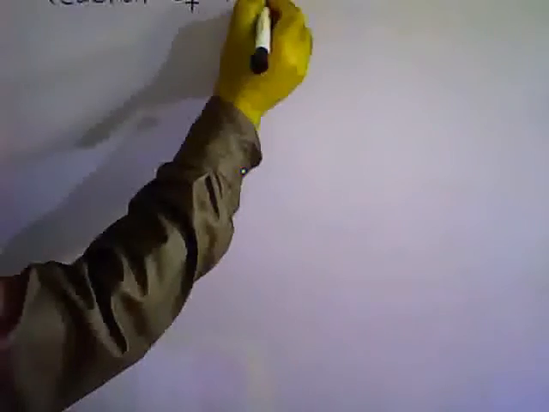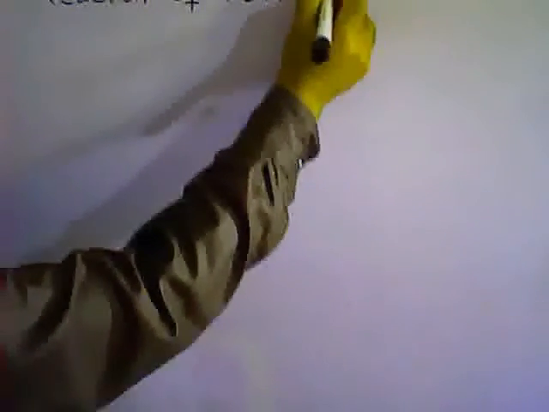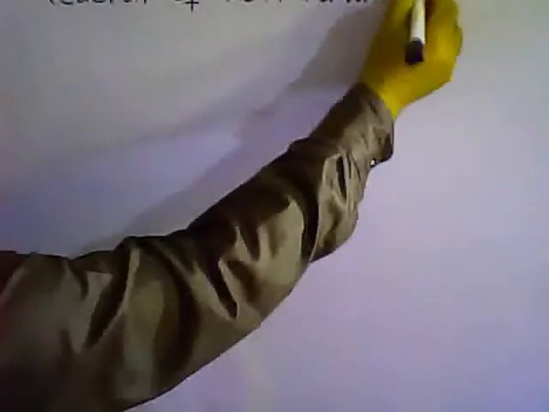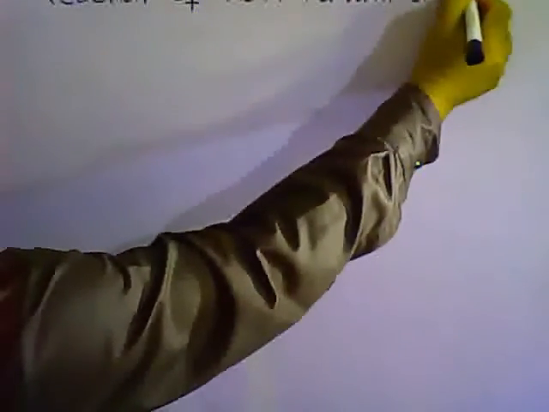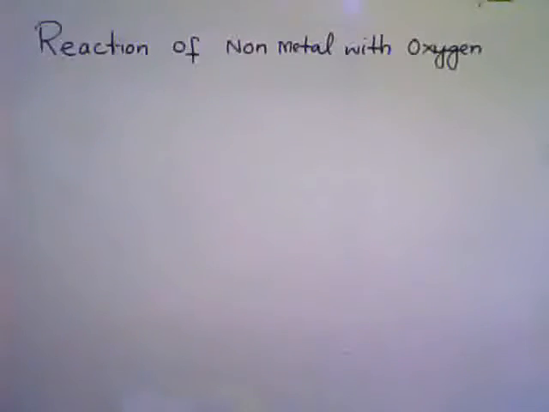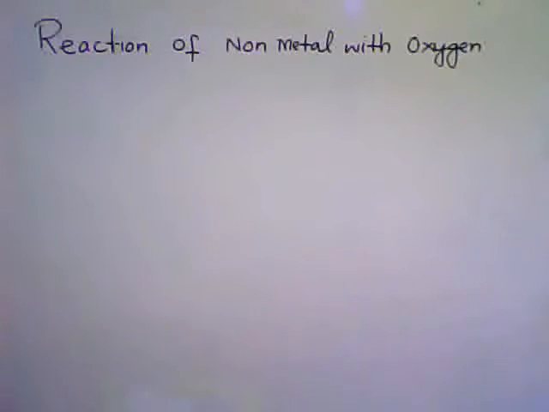So we'll write reaction of non-metal with oxygen. Okay dear, so reaction of non-metal with oxygen. First of all, when non-metals just react with oxygen, they form actually oxides, and those are known as non-metal oxides.